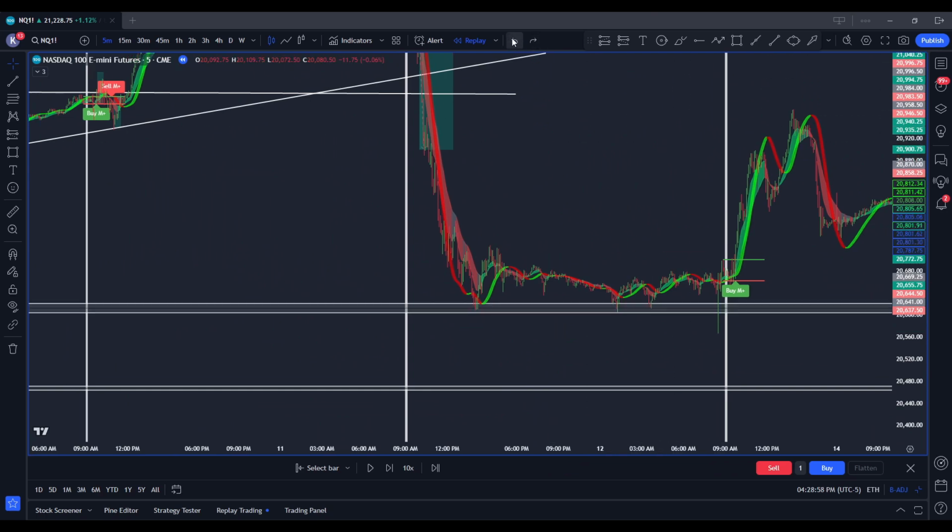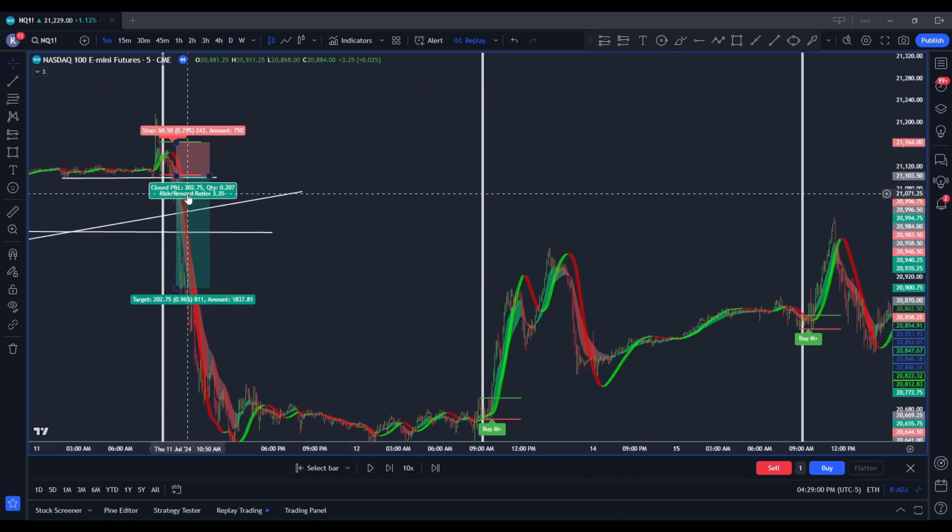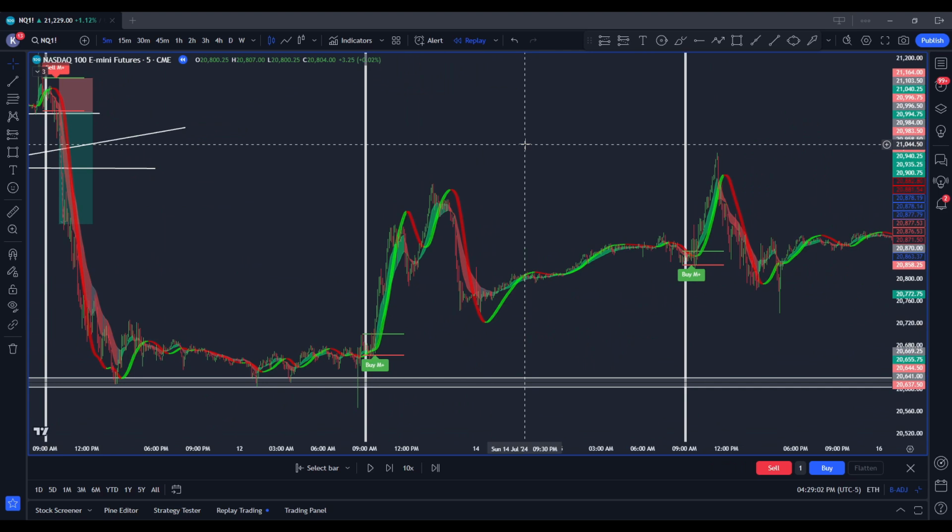So you go down to the next day, right? So this was the 11th, so July 11th, and then this one is +3, and then 1.5k profit, right?